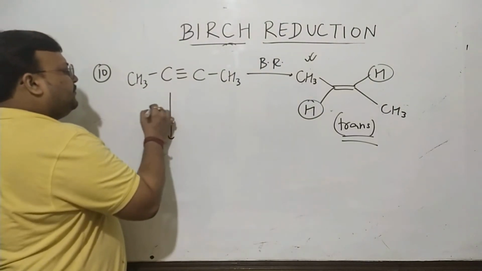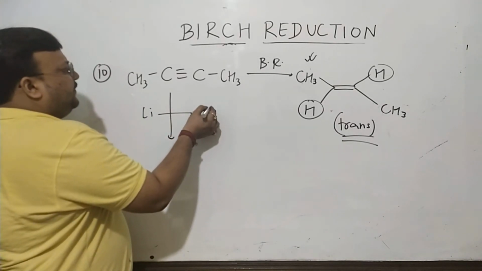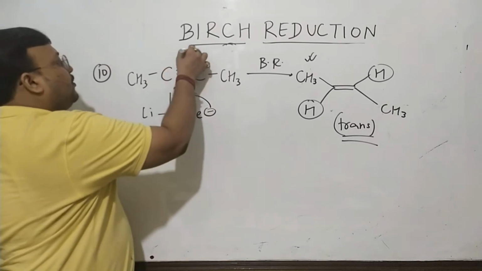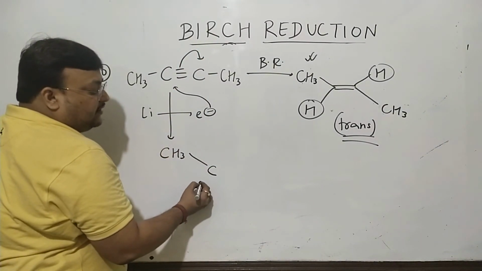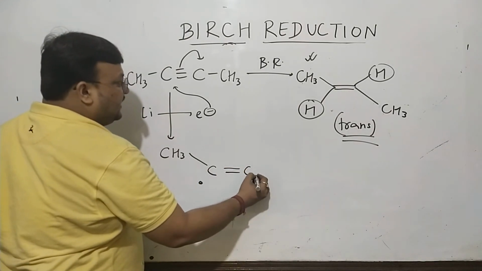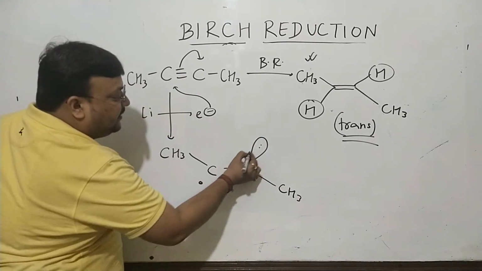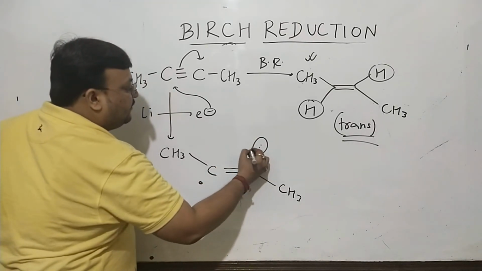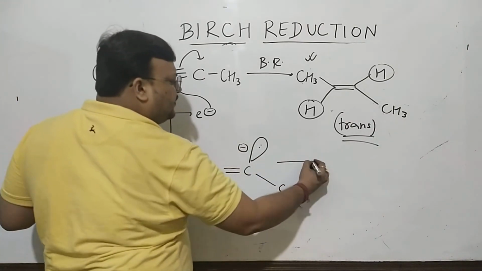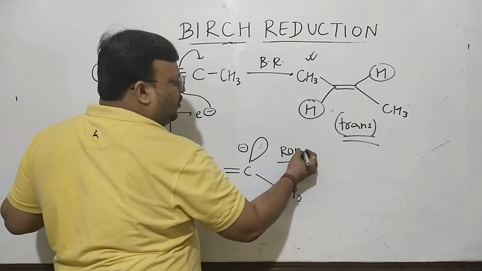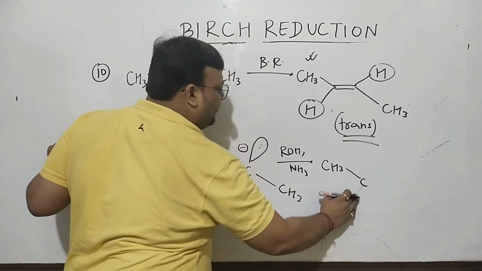When lithium or sodium, after losing its electron, attaches itself to this carbon, this pi bond will always go in a manner so that this is at trans position to this. The negative here means a lone pair. It is at trans position to this. So this will gain hydrogen first, from alcohol or ammonia, and this is what will happen.